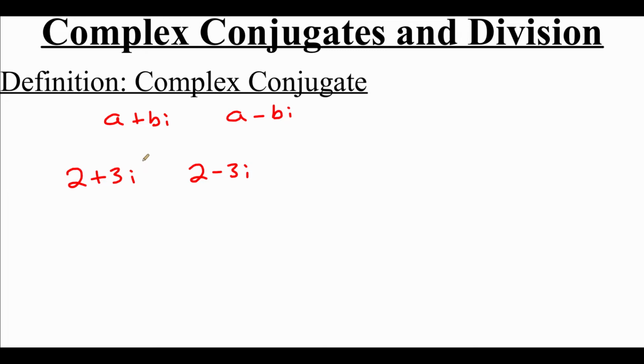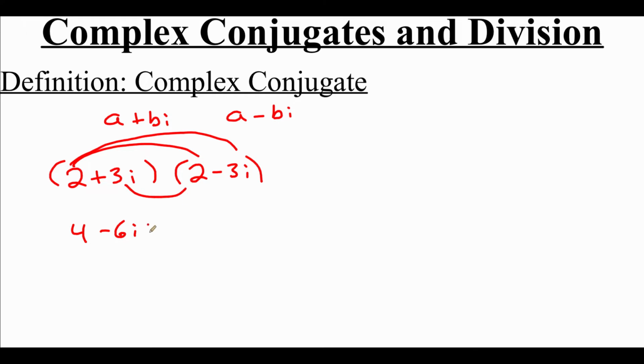And conjugates have a nice property when we multiply them together. So let's look at this example here where we've got 2 plus 3i and 2 minus 3i. I want to multiply those together. So if we take 2 times 2, we'd get 4. If we take 2 times the minus 3i, we'd get minus 6i. In the middle, 3i times 2 is plus 6i. And 3i times negative 3i is negative 9i squared.